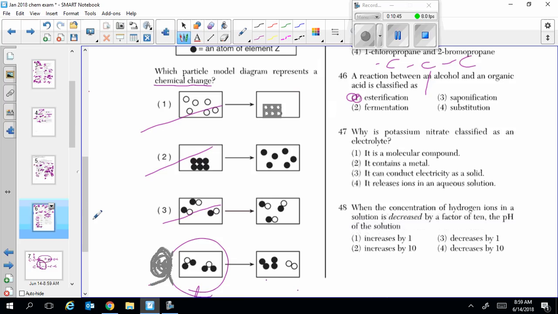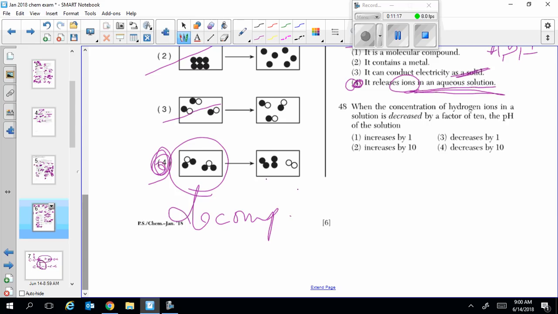Why is potassium nitrate classified as an electrolyte? To be an electrolyte, you have to be an acid, a base, or an ionic salt, because you're able to conduct electricity. Not as a solid; you've got to be able to conduct electricity as an aqueous solution, and that means you need mobile charged particles, and those charged particles are ions. So acids, bases, and ionic salts all release ions when they're aqueous, which allows them to conduct electricity.